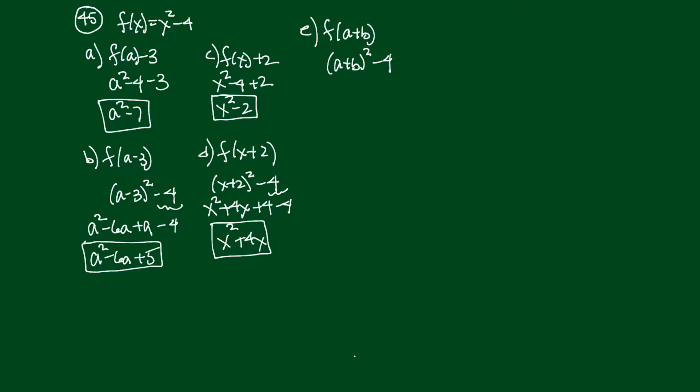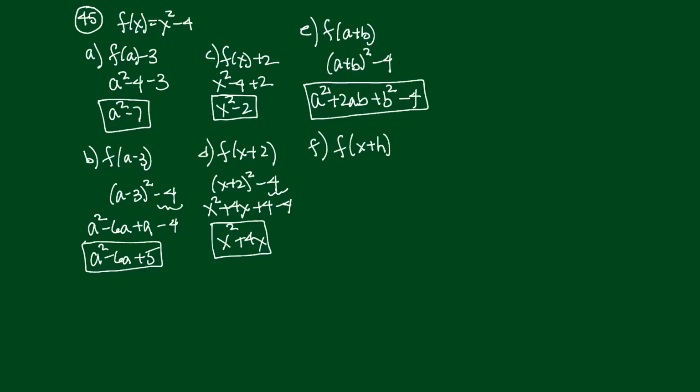Let's expand. So we have a pattern for this, right? You square the first, getting a squared. Multiply these two together. Now, the best you can do is indicate it. Multiply them together, you get ab. Double it, plus 2ab. And then square the last, plus b squared. And then that minus 4. Now there's nothing to combine here, so we're done.